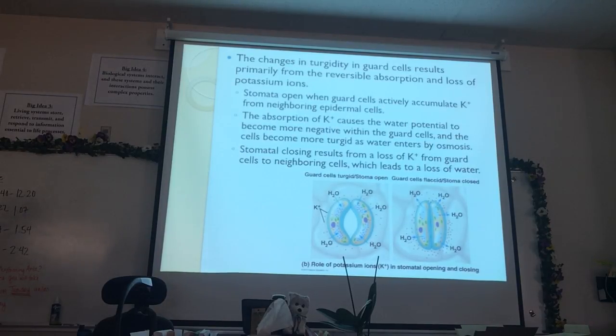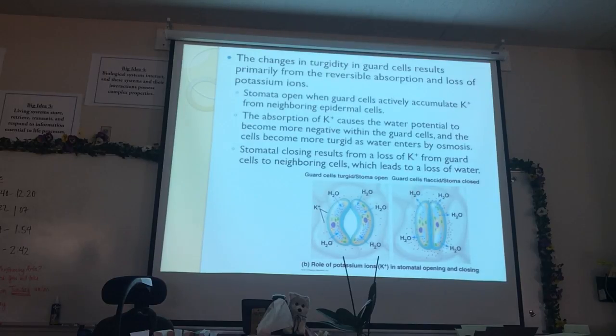Well, if water is moving passively, we have to give it something to follow, right? It's not going to just go against its concentration gradient. That's not what water does. So what happens is the guard cells will accumulate through active transport potassium ions from neighboring cells. So potassium is high in these outside cells, and then as the potassium is actively transported into the cells, and we'll use ATP to power that process, what's the water going to do? The water is going to follow it, because that's what water does.